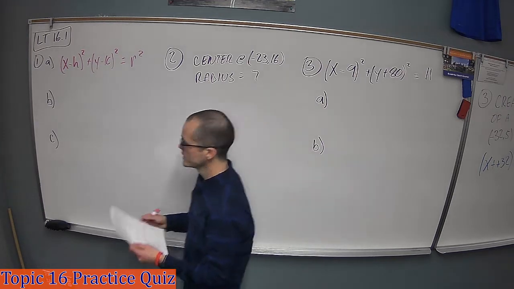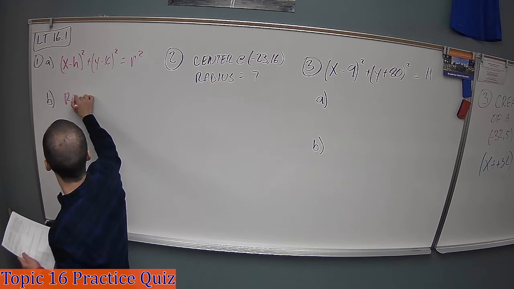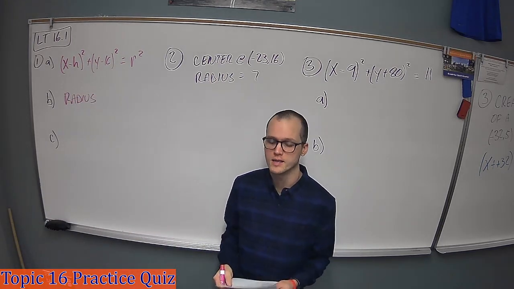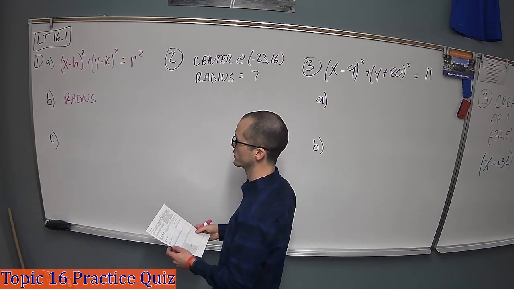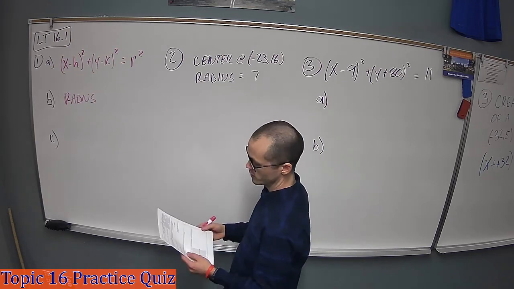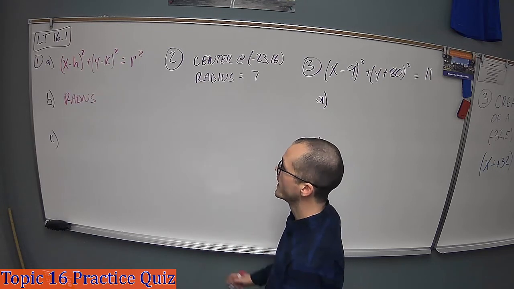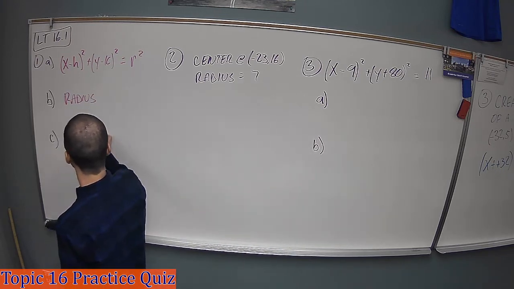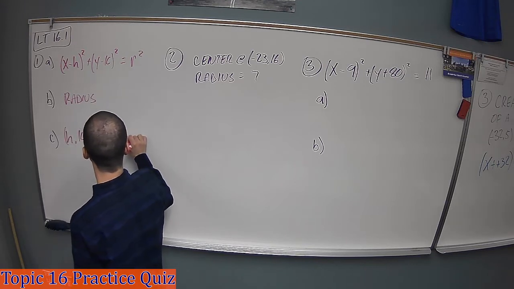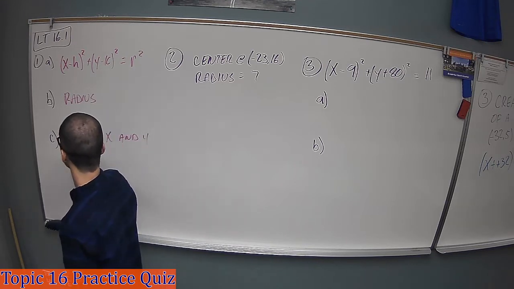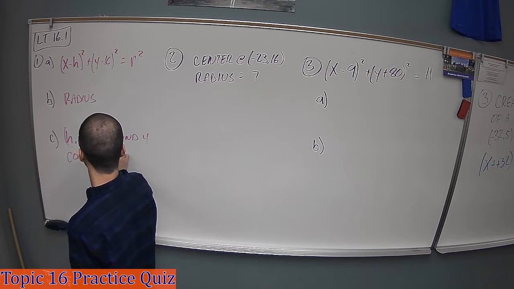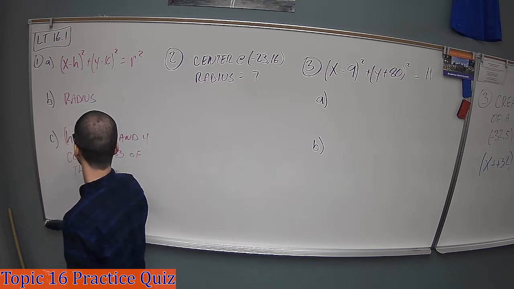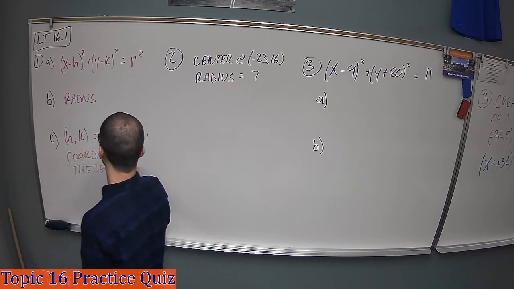Part B says, what does the r represent? If you have been paying a little bit of attention, you'll remember r stands for the radius, the length of the radius of the circle in the equation there. Now, what do the h and k represent? The h and k are the x and y coordinates of the center of the circle.